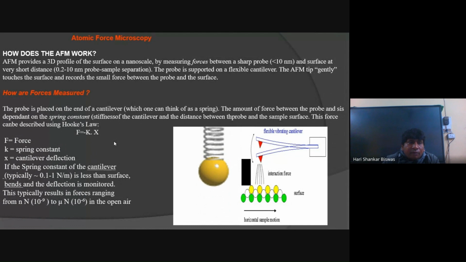Where F is the force, and if we need the force constant, then F equals minus K into X. The spring constant of the cantilever is about 0.01 to 0.1 Newton per meter, which is less than the surface bonds, and the deflection is monitored. This typically results in forces ranging from nanonewton to micronewton.